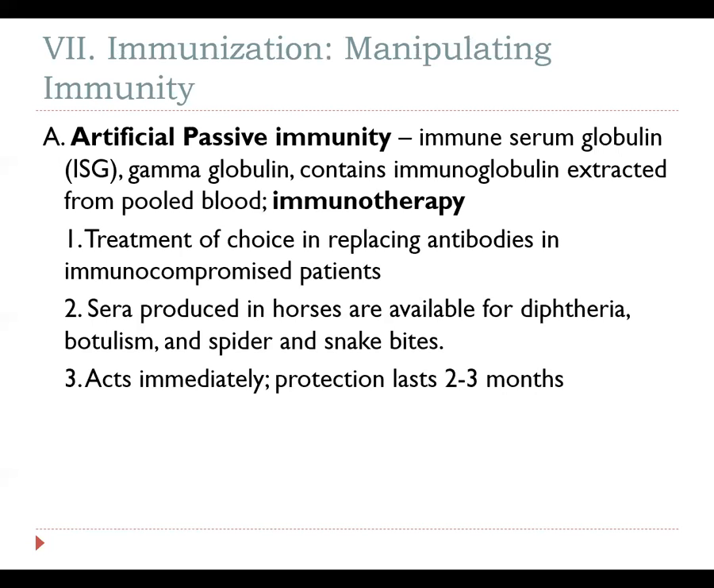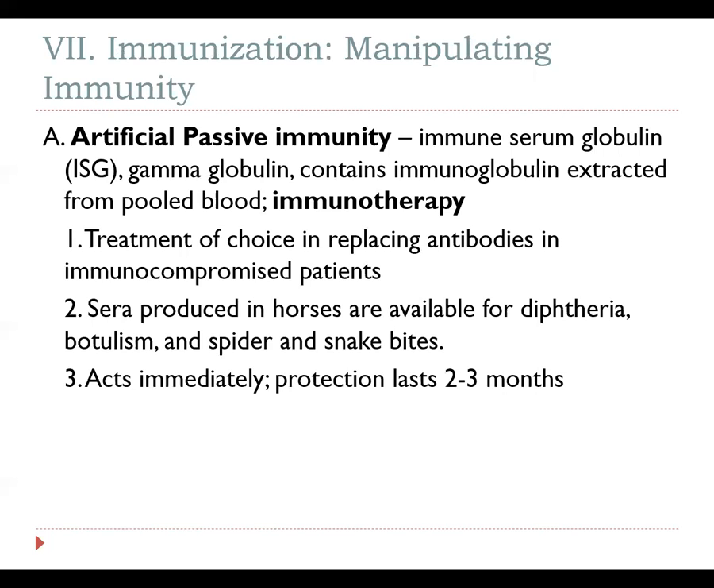Immunotherapies can protect that patient in the short term until they get their bone marrow transplant or until they recover from their cancer treatments. You can also find that artificial passive immunity is utilized in the treatment of diphtheria, botulism, and snake and spider bites. Basically, the artificial passive immunity is going to neutralize the toxins associated with these diseases or bites. These are going to be immediate actions, but they are only going to last up to 2 or 3 months.